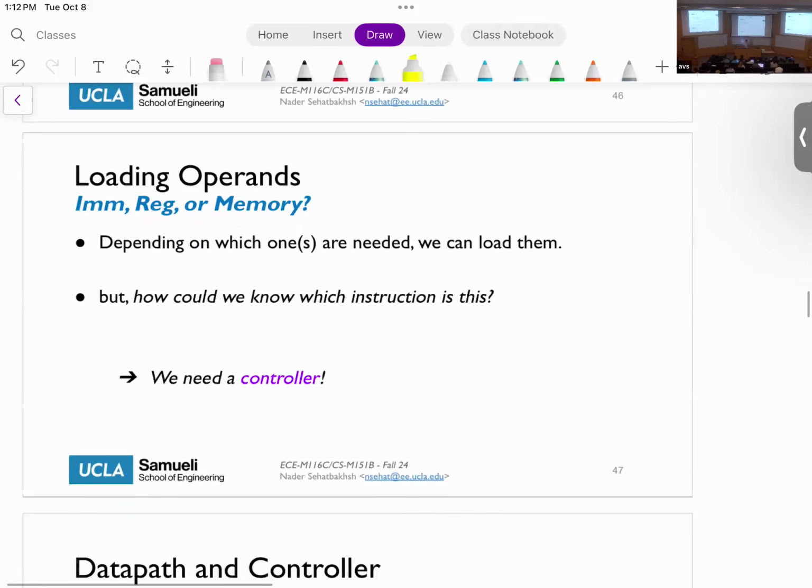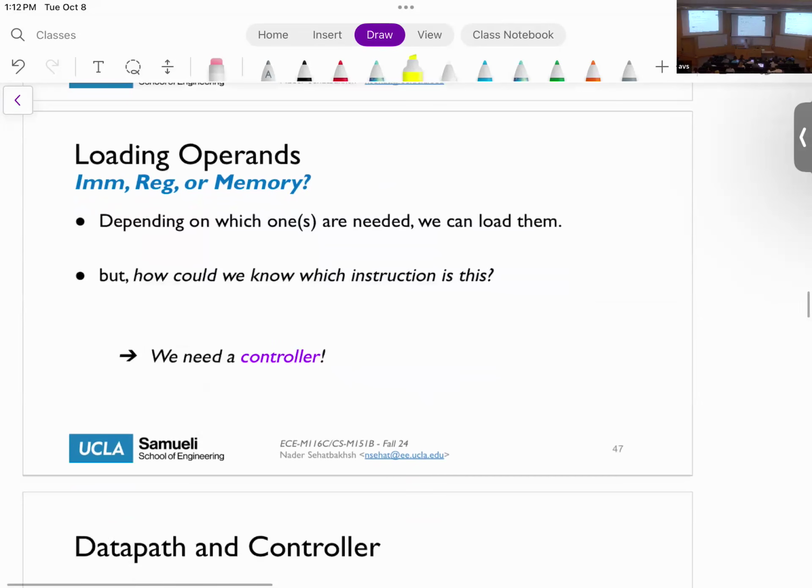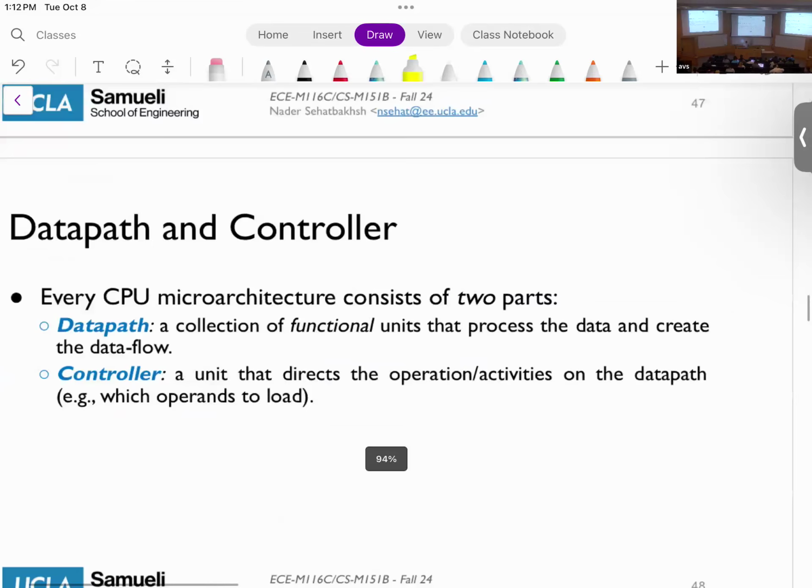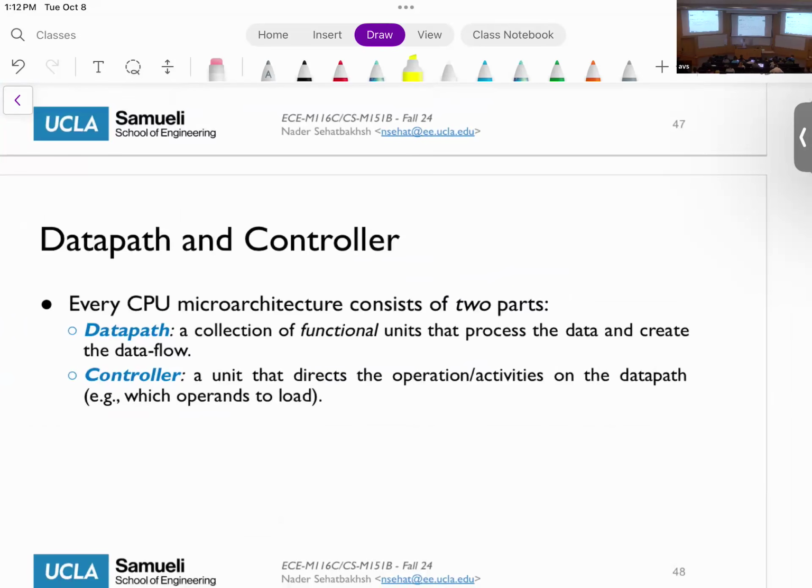Okay, we control this using a controller. The controller is literally a unit inside my CPU which does this kind of orchestration and controlling of various types. As I said, our design of a CPU has two main parts that I already showed you: a data path and a controller.